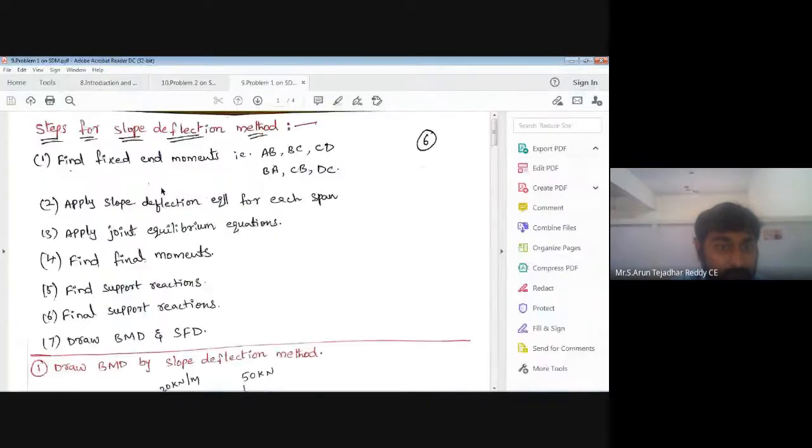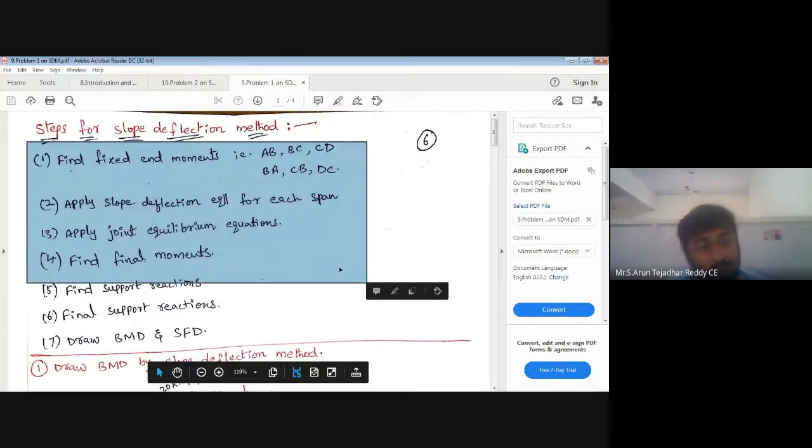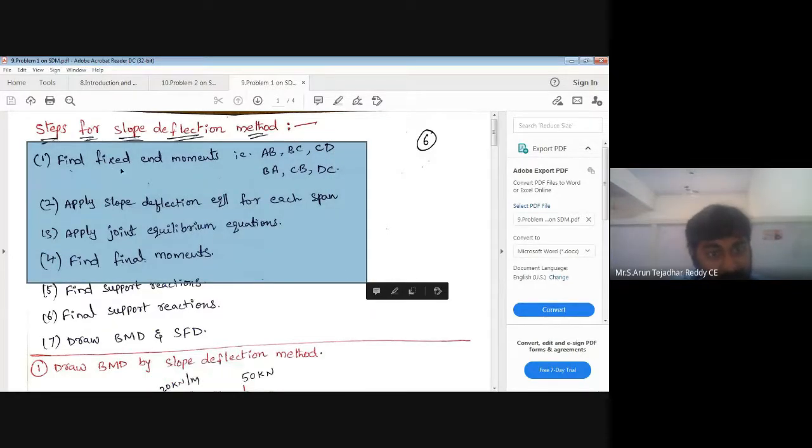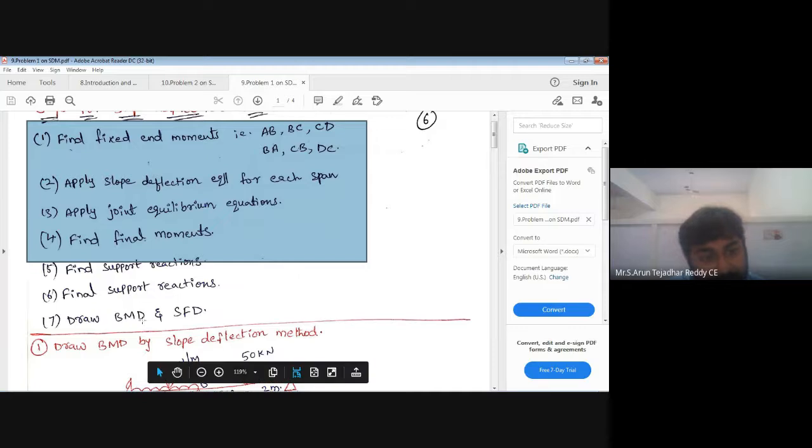Let me show our steps. Up to here, we have completed 4 steps. First is the fixed end moments. Second is applying the slope deflection equation. Third step is applying the joint equilibrium equation. Fourth step is finding the final moments. What is the fifth step? Find the final support reactions. Next, draw the bending moment diagram and shear force diagram.